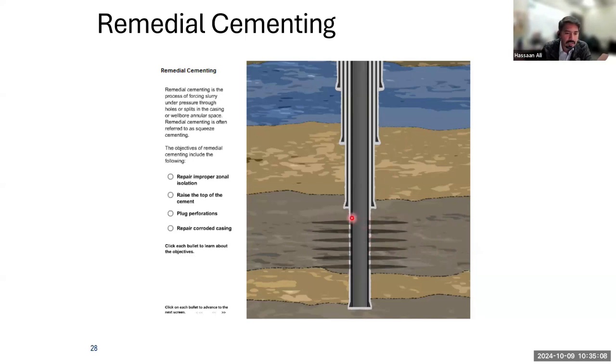Sometimes these need to be plugged. So what you will do is pump cement to plug these holes. Sometimes it is used to repair corroded casing. If your casing is damaged because of H2S, CO2, or other corrosive liquids downhole, then you can use remedial cementing to repair the corroded casing. This is what we call remedial cementing. This is usually done once your primary cementing is done.